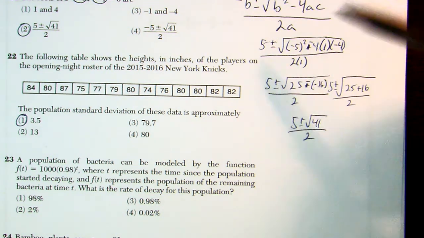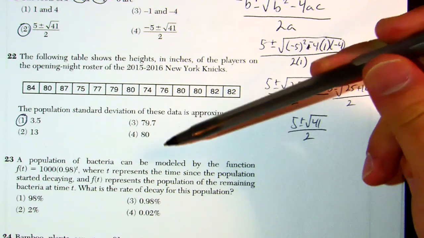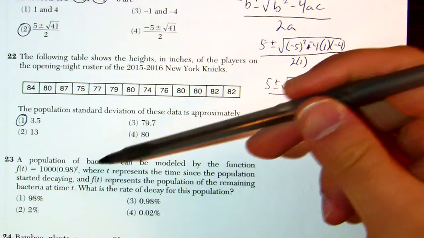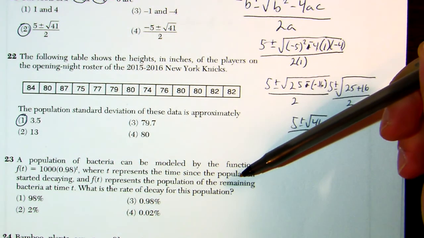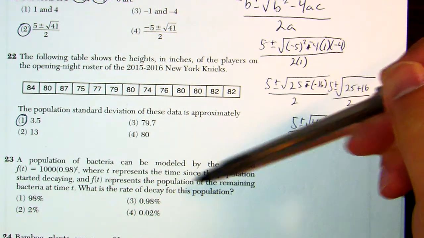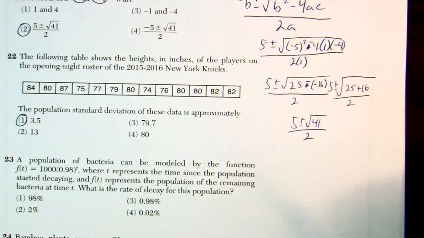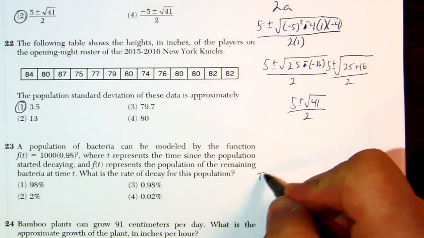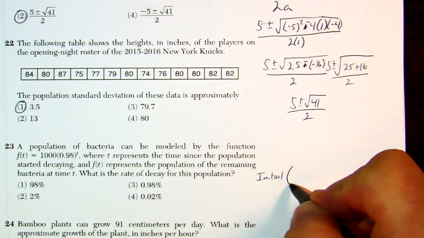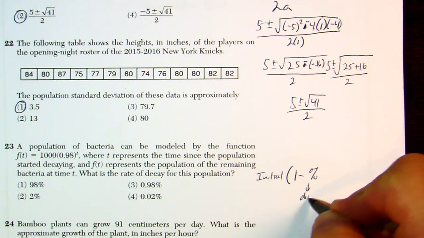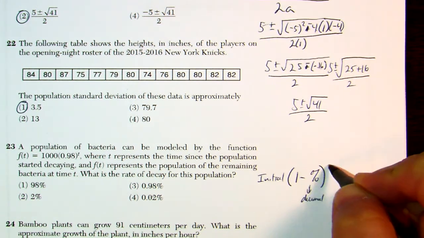All right, next one. It says a population of bacteria can be modeled by the function f of t equals 1,000 times 0.98 to the t, where t represents the time since the population started decaying, and f of t represents the population of the remaining bacteria at time t. What is the rate of decay for this population? So remember, the decay formula is going to be the initial amount times 1 minus the percent as a decimal to the time. Okay?